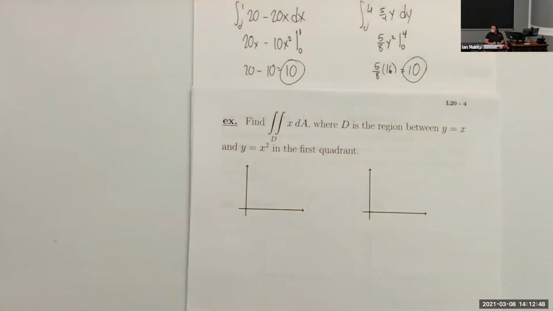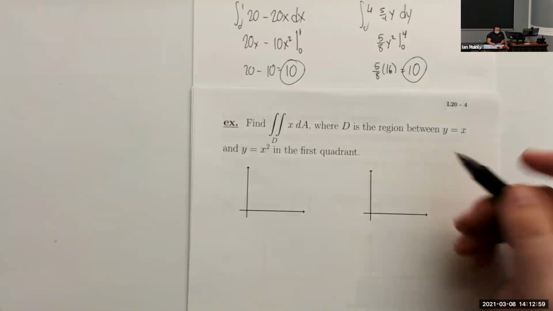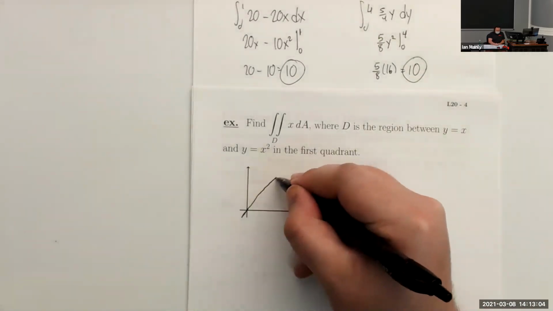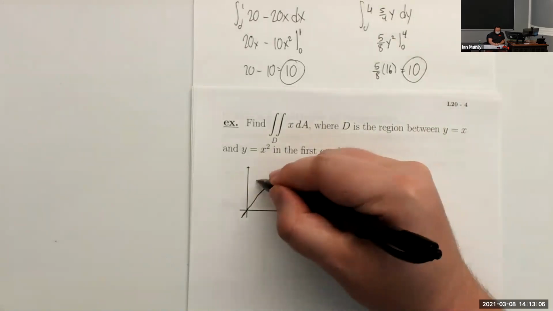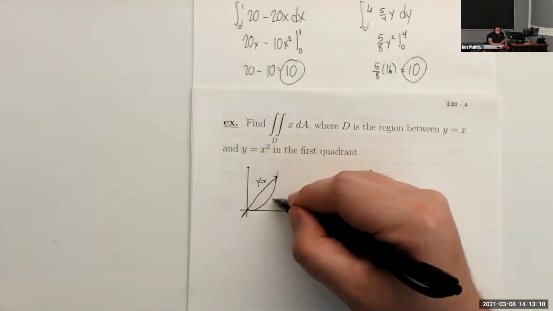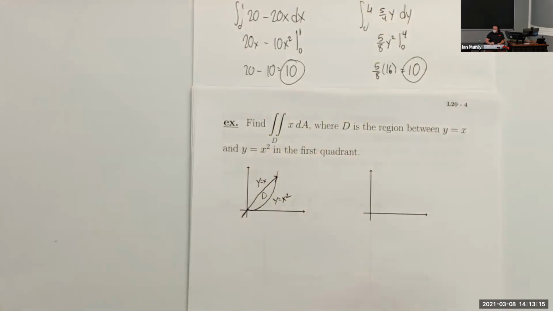All right, so we're going to try to find the double integral of x over the region D, where this time D is the region between y equals x and y equals x squared in the first quadrant. All right, well, let's go ahead and draw that. Here's y equals x. We have our diagonal line. And then down here, we end up with y is x squared. And so the region D is the stuff that's going to be inside there, right here.